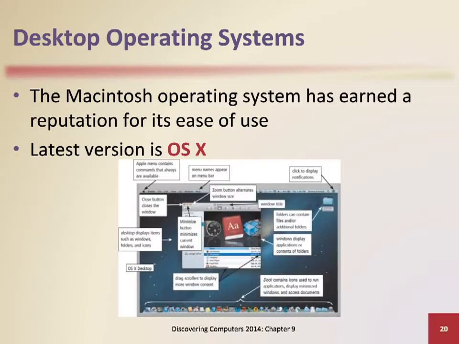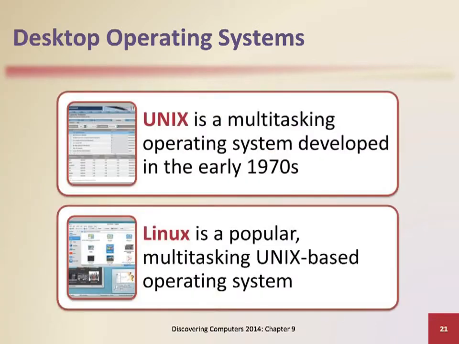The latest version of Apple's Macintosh operating system is OS X and is only available for computers manufactured by Apple. Unix is a multitasking operating system. There are several versions of Unix. Unix is used by power users because of its flexibility and power. Most versions offer a graphical user interface.